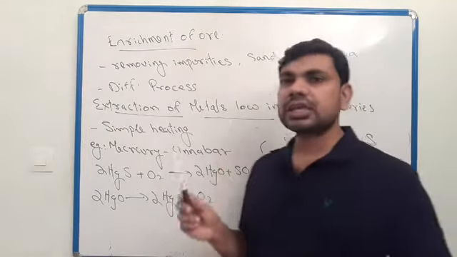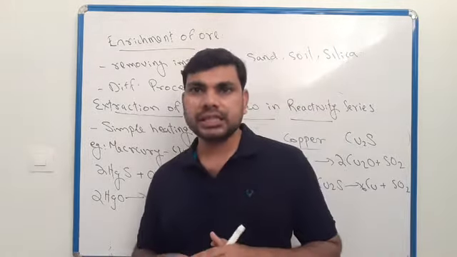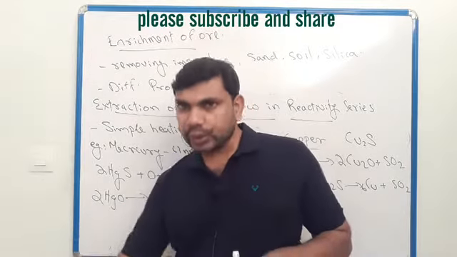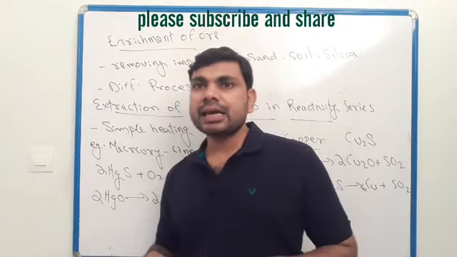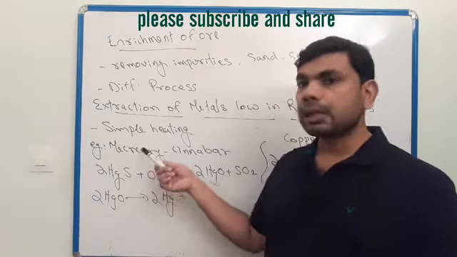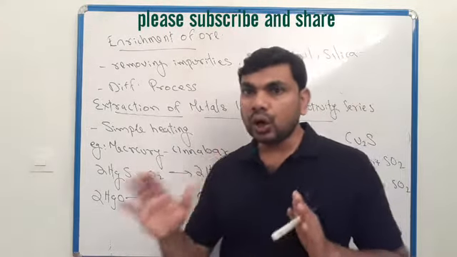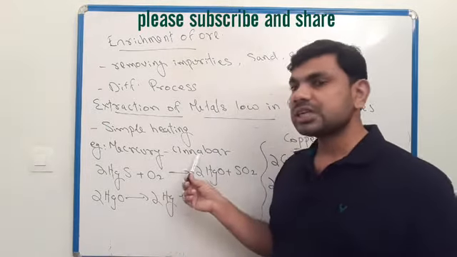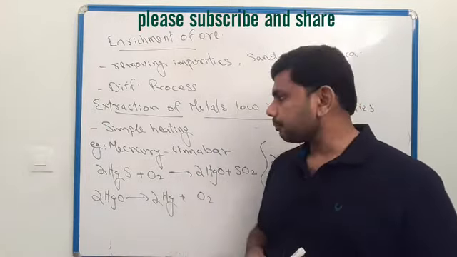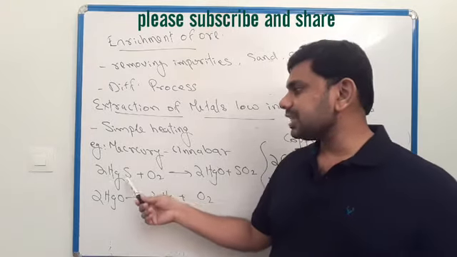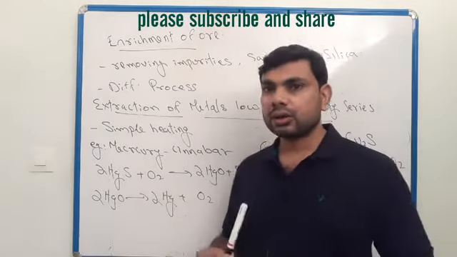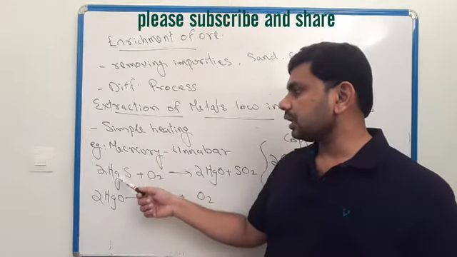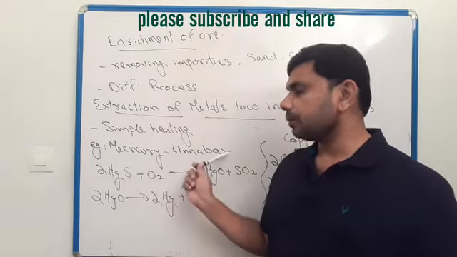Extraction of metals low in the reactivity series. Example of such type of metals: mercury. The ore of mercury is cinnabar. Cinnabar means HgS, mercury sulfide. Okay, this is the common name of this chemical, cinnabar.